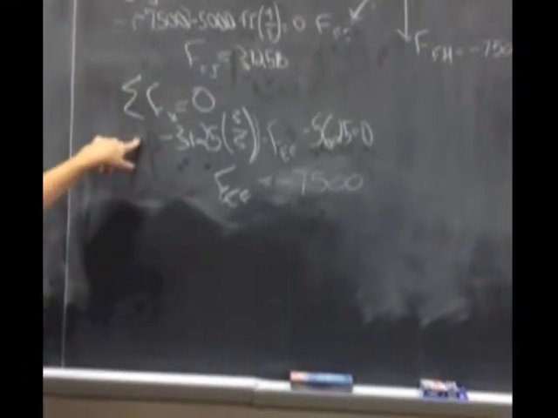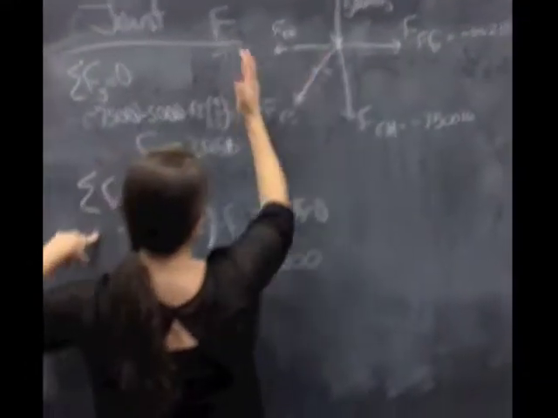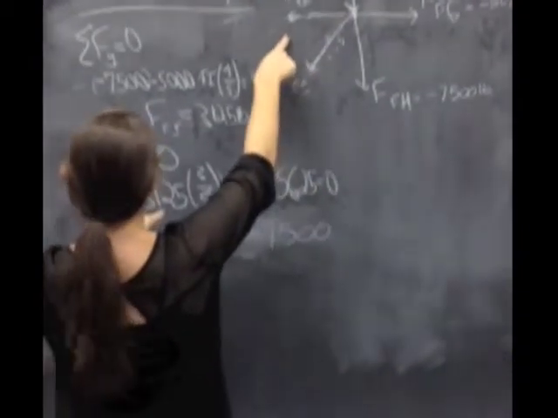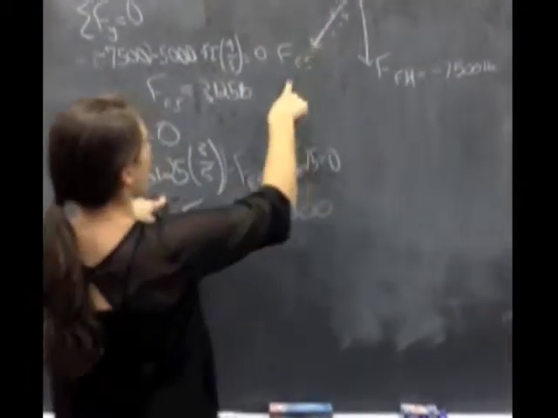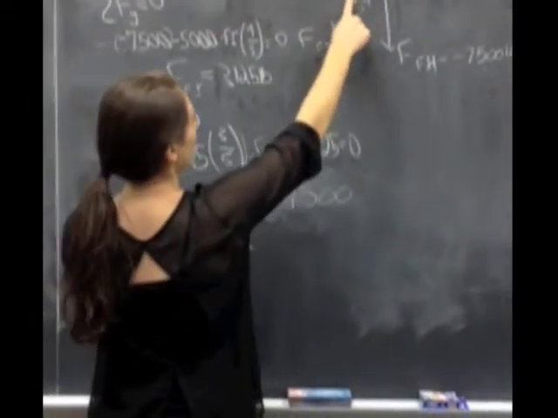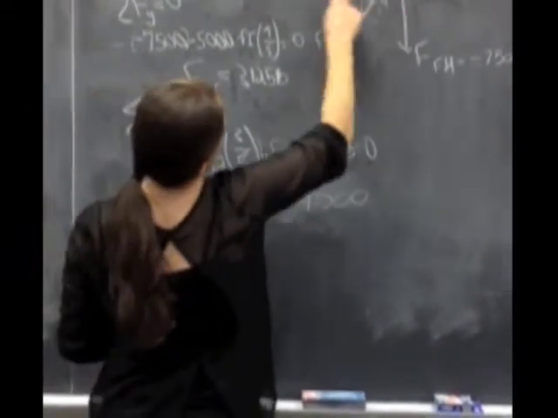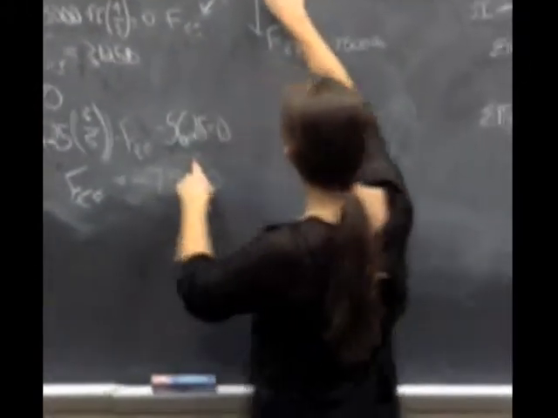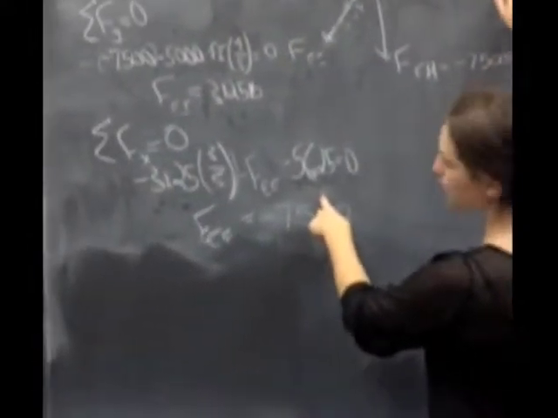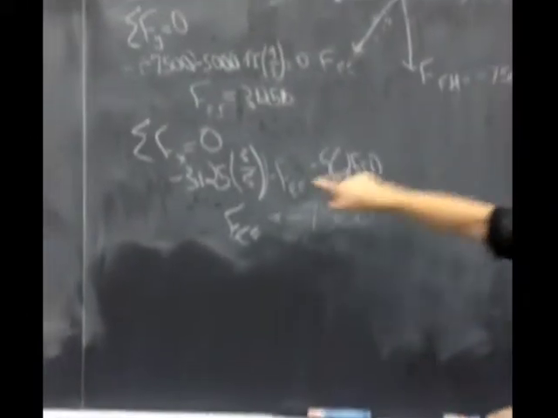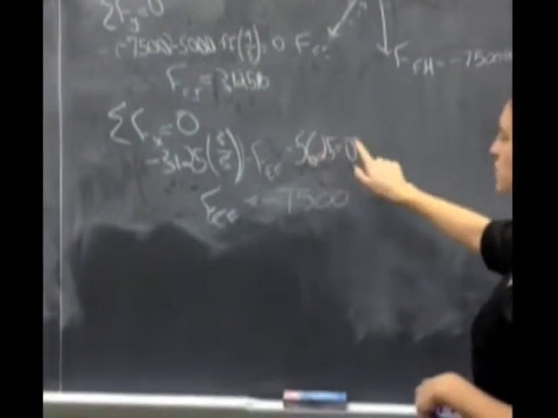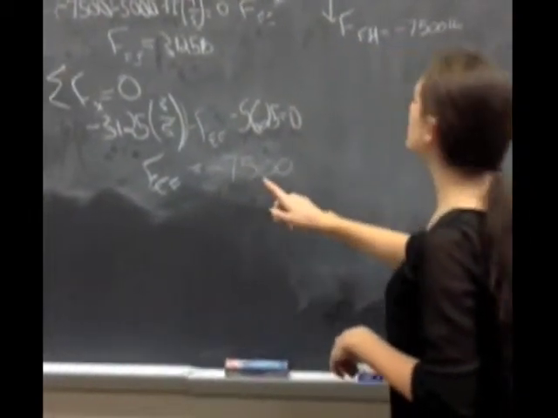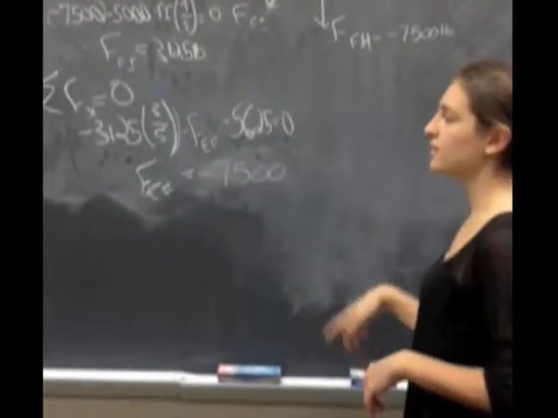Moving on to the x direction. This is our negative direction, so we have negative 3,125, which is this FI, times the 3 over 5. Then minus this also negative direction, EF. And then it's plus this force, which is a negative number, so it's plus the negative 5,625 equals 0. And that EF comes out to negative 7,500 pounds.